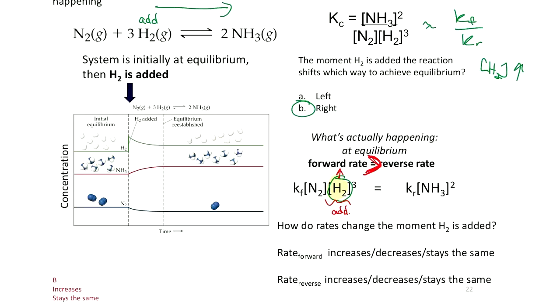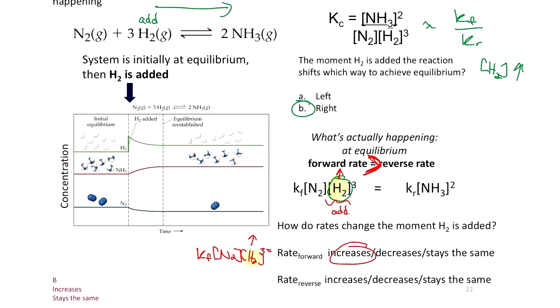And so at that moment, the forward rate is now greater than the reverse rate. So we see an overall shift to the product side because the forward rate is now faster because we disrupted that rate law. But looking more into the details here, really, why? What specifically changed? The forward rate increases because the forward rate is equal to Kf times N2 concentration times H2 concentration cubed. And we saw, okay, yeah, the H2 concentration increased.